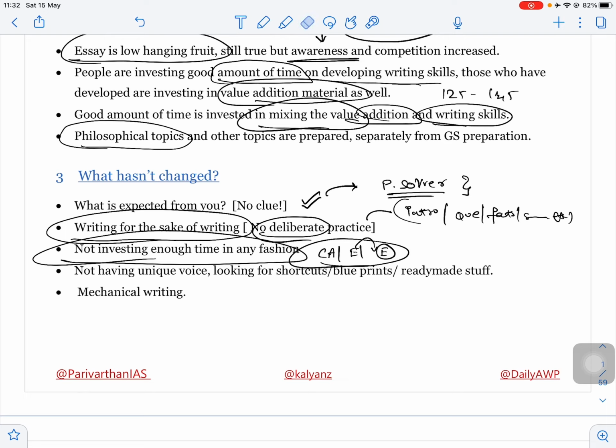Next, not having a unique voice. Many aspirants write an essay in a mechanistic fashion. They just Google some articles and dump the same material here. That is not what UPSC is expecting from you. Let's say you are Suresh or Ramesh, so what is Ramesh thinking about a particular topic and what is his voice saying? That is what UPSC expects from you.